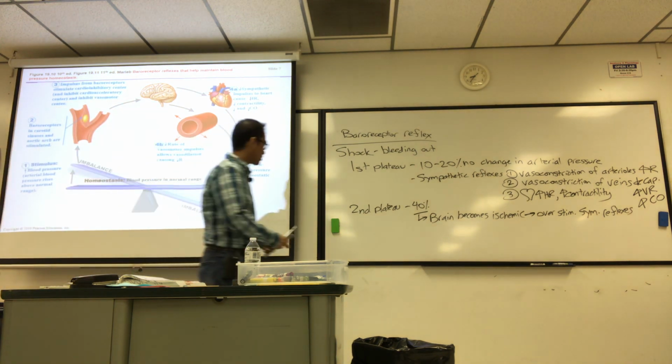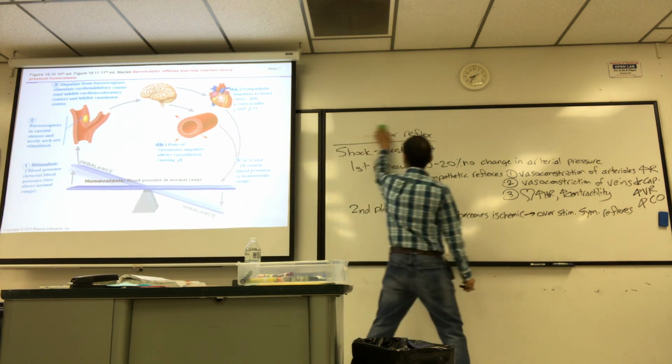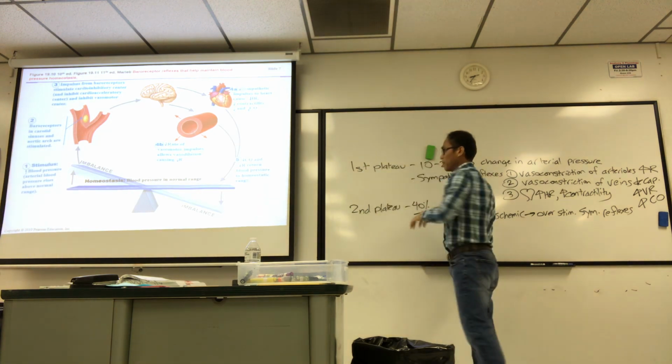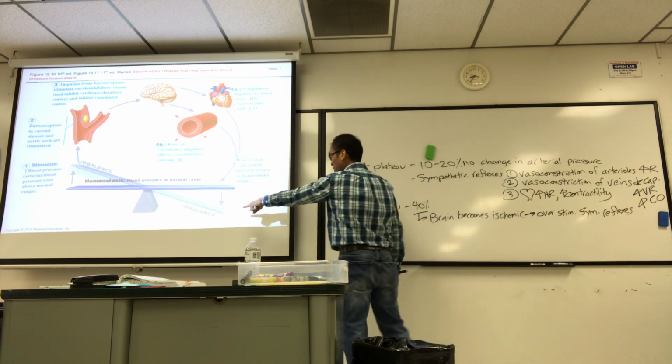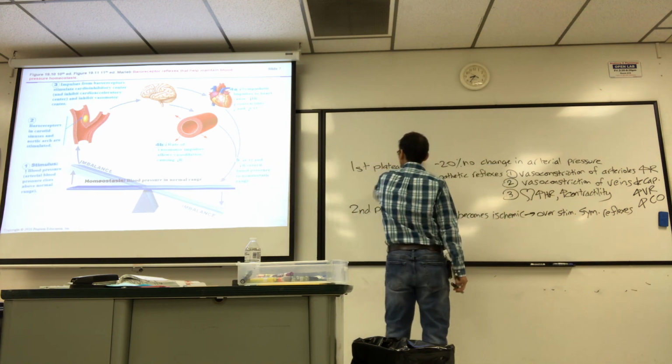This is the cold pressure test. When you have a reflex, that means you're trying to correct something. In this case, blood pressure will get too high or blood pressure will get too low. So this is the too high imbalance.